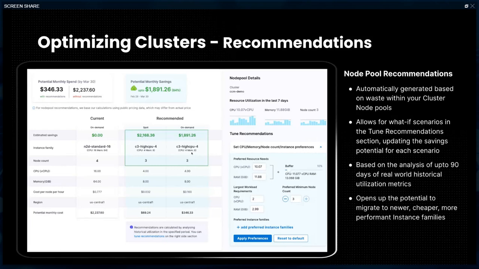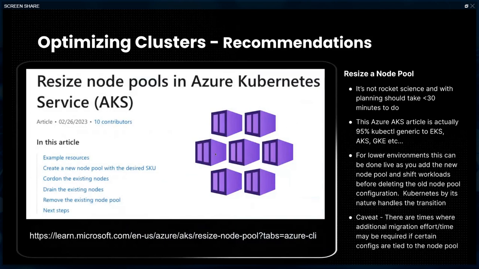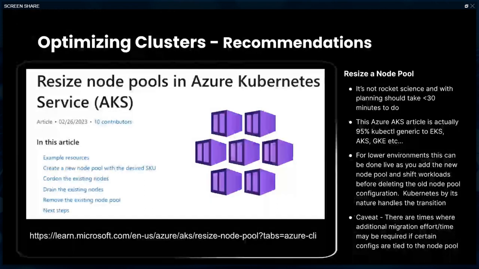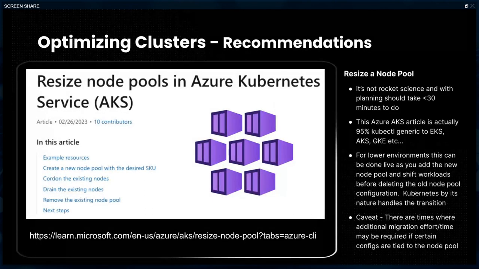So applying a node pool recommendation, it's not rocket science, but it's also something that I feel would be quite difficult to automate. So within the product today, we do not automate applying a node pool recommendation. I am not a cluster admin. I've been in a sales solutions architect role for a number of years, too many to count. You can look up my LinkedIn profile if you want to.